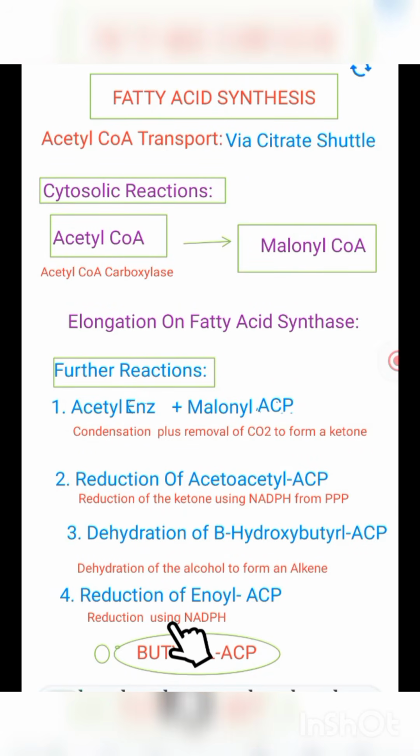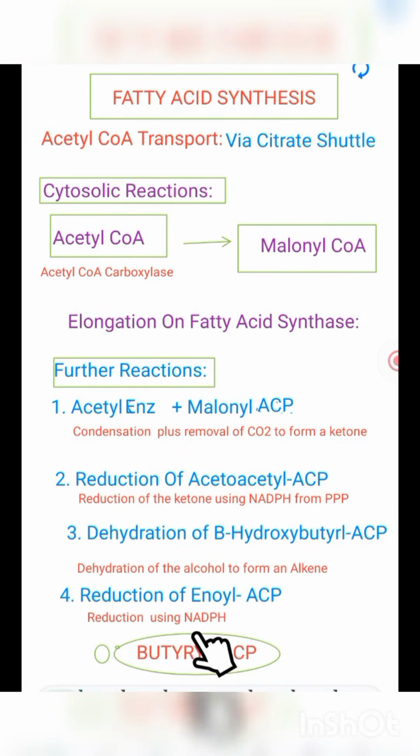The other thing that I want you to note from these reactions is that in step 2 and step 4, we're actually making use of NADPH, which is a reducing agent usually obtained from the pentose phosphate pathway, as we discussed. So NADPH in step 2 and NADPH in step 4. Very important for you to record.